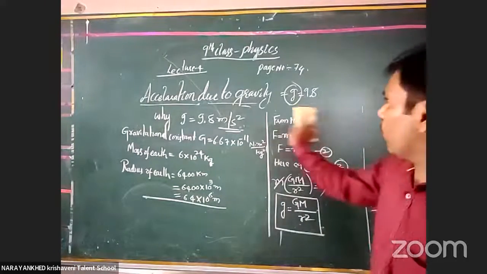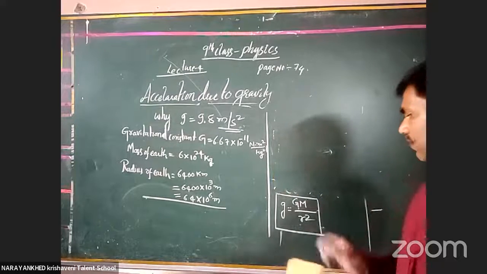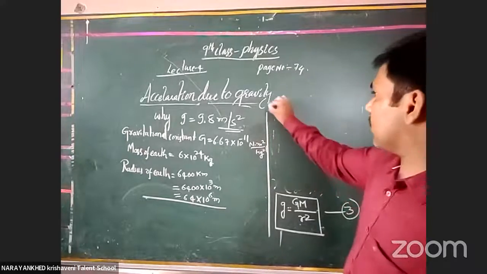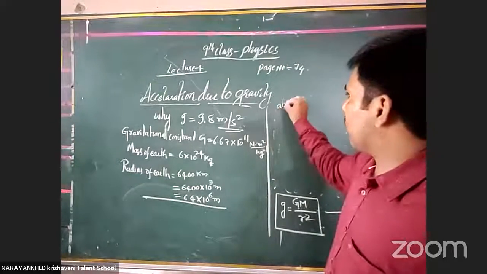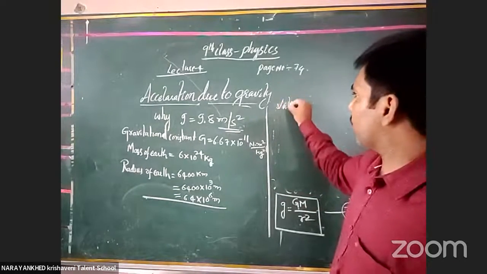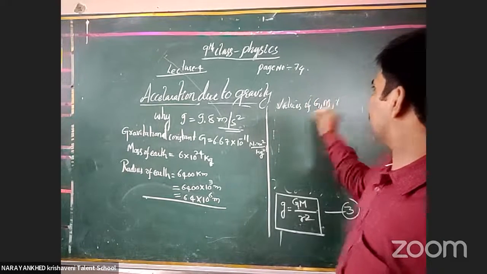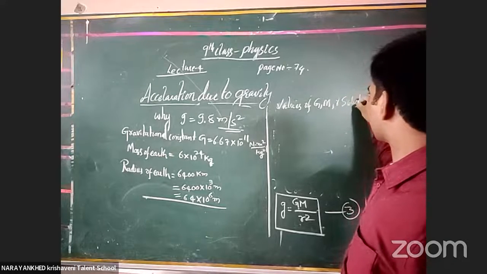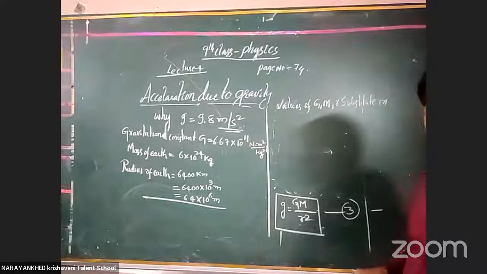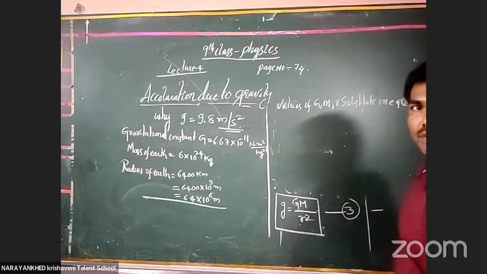Now what is the g formula? g is equal to GM by R square. This is equation number 3. Now these values are substituted in our equation number 3: the values of G, capital M and R. Substitute them in equation 3. Got it or not?